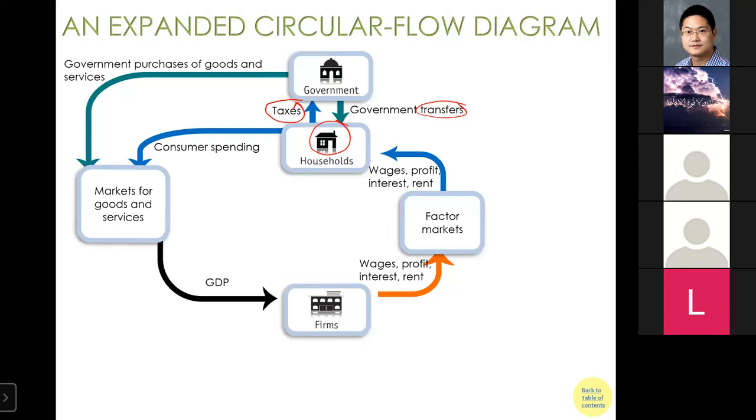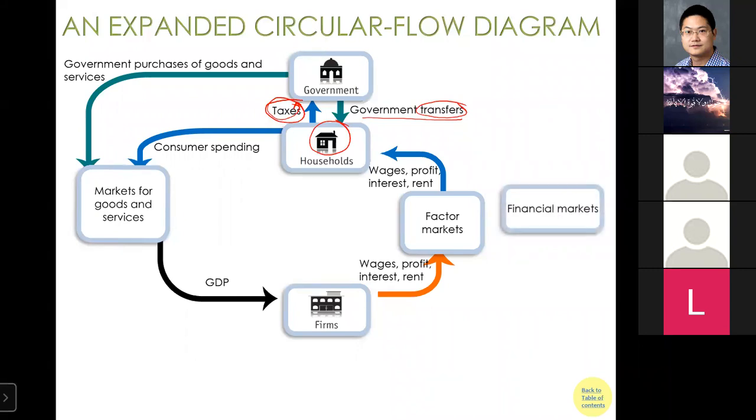What else does the government do? The government uses its money, essentially tax minus transfers, that's its net income. It is going to use that income to purchase goods and services. What is considered government purchase of goods and services? Think about the government deciding to renovate the highway system, build a new university, or build a new airport.